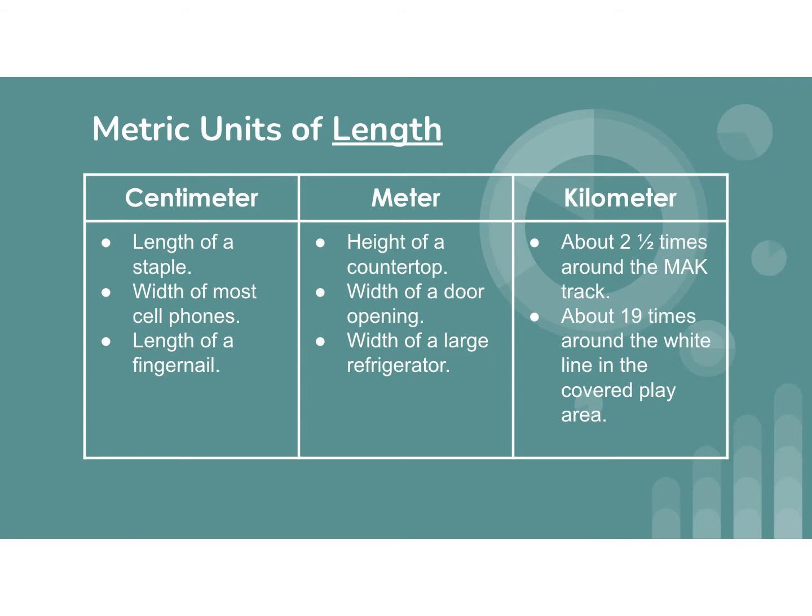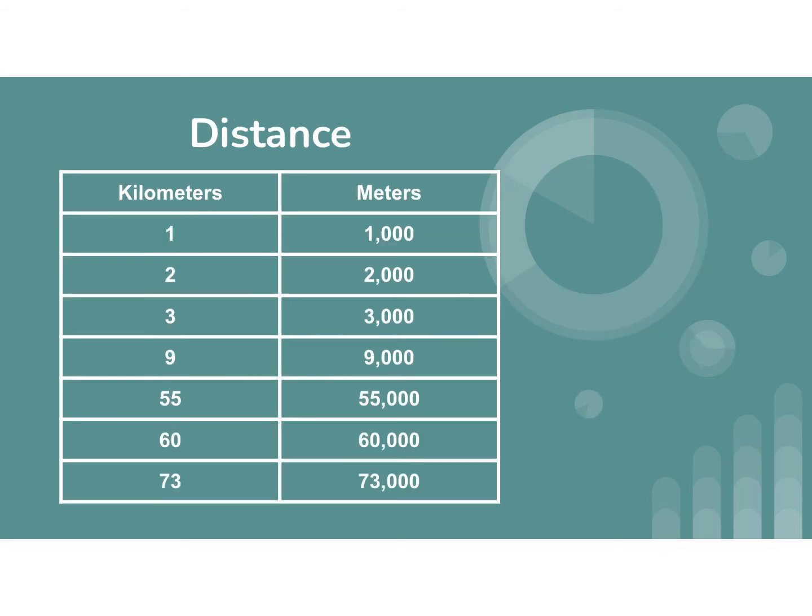Okay, so here's kind of a review of length. We have centimeters, meters, and kilometers. So I just put in here some things that might be about 1 centimeter, some things that will be about a meter, and some things that will be about a kilometer. Okay, here is just a chart to remind you that 1 kilometer equals 1,000 meters. So if we had 73 kilometers, that would be 73,000 meters.